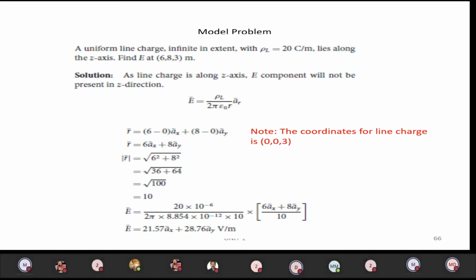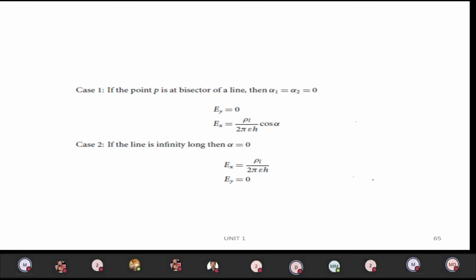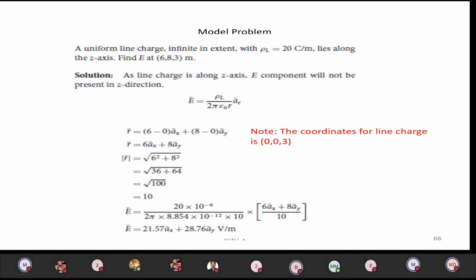So electric field, what is the formula? In your mind, it should not come as q by 4 pi epsilon naught r square. That relates with the point charge, but here we are seeing the line charge. For line charge, what is the electric field formula? Just now we have seen E equal to rho L by 2 pi epsilon h. That h is represented here as the r vector.